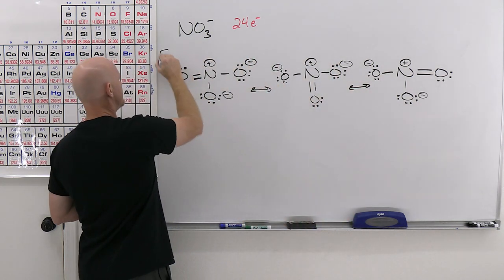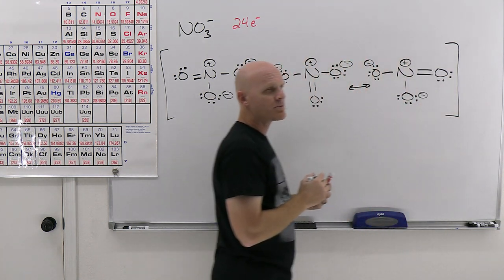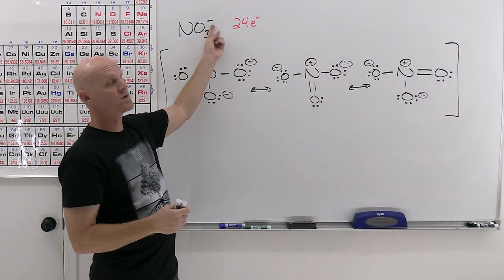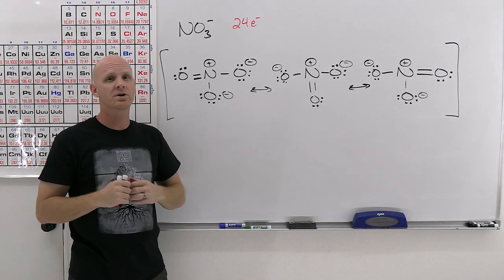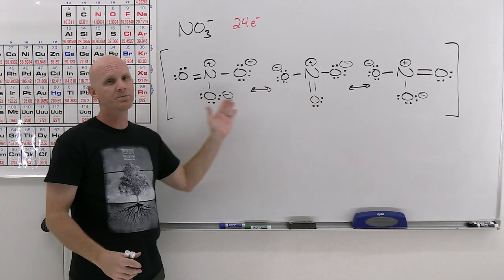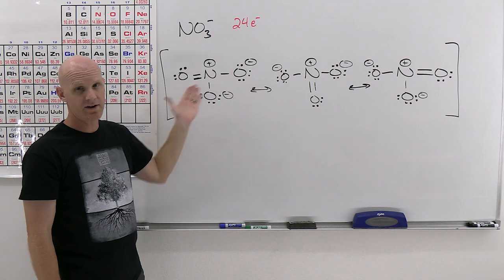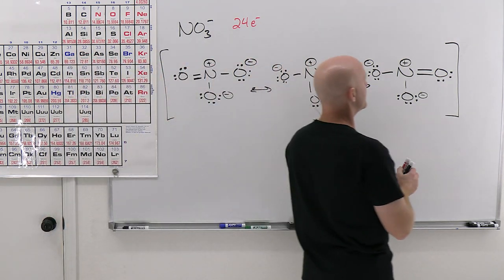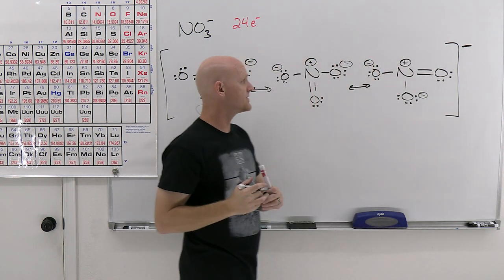And then put them all in brackets. Now, in this case, we would have put these in brackets anyways because it's an ion with a charge. So there turn out to be two reasons to use brackets: either because you're doing the Lewis structure for an ion that has a charge, or if you've got multiple equivalent resonance structures like we do here. In this case, either reason would have led us to use brackets, and we still need to put that negative one charge right here. You either write negative or negative one, either one is correct.